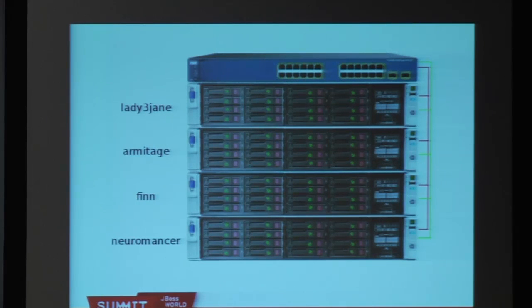And so this is just a graphical representation. I've got my management node up at the top. I've got Armitage, Fin, and Neuromancer. Those are going to be cluster nodes, and I'm using multipath over 2 Ethernet NICs. I did not do NIC bonding. I did multipath, and there's a method to the madness, and I'll talk about that in a little while.